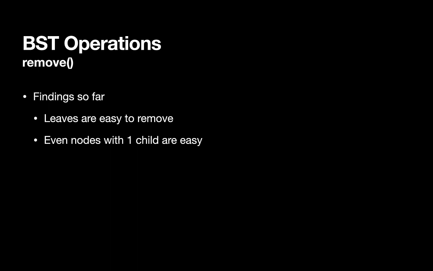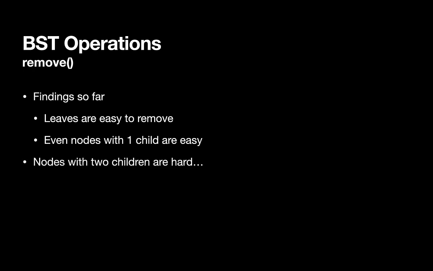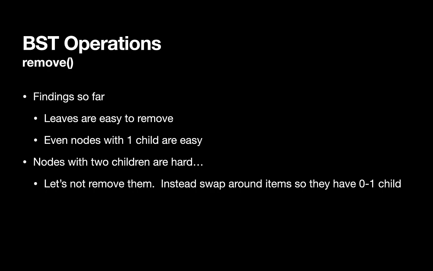Okay, so just to reflect on our findings so far, leaves were easy to remove, and even nodes with just one child were easy to remove. Those were our first 2 examples. But if the node has 2 children, that's kind of difficult to do. Okay, so let's not remove them. Let's instead swap around items so the thing that we want to remove ends up being one of our simple cases. It either has a single child or it's a leaf. So rather than trying to remove the nodes that have 2 children, let's swap them to some place where we can easily remove them. So we'll swap around items so the thing that we want to remove ends up having either 0 or 1 child, which makes it easy to remove.